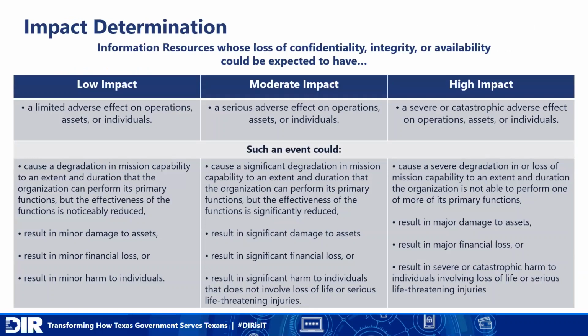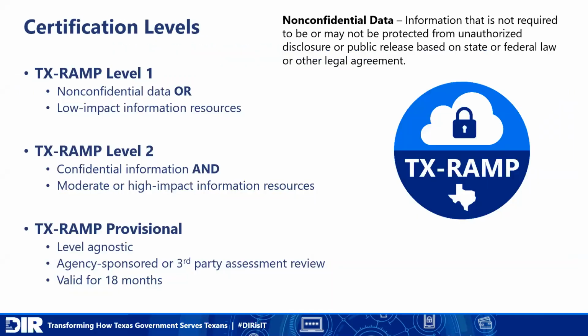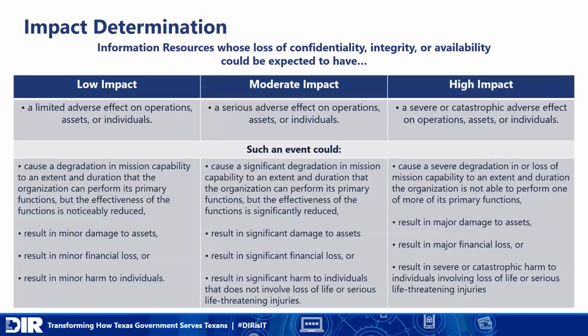So, impact determination. This is just carrying on from the certification levels here. I wanted to expand in a bit more detail on what the low, moderate, and high impact information resources are. These are all defined in Texas Administrative Code, Chapter 202. As you can see here, low impact has a limited adverse effect on operations, organizational assets, or individuals. And it's a bit vague.